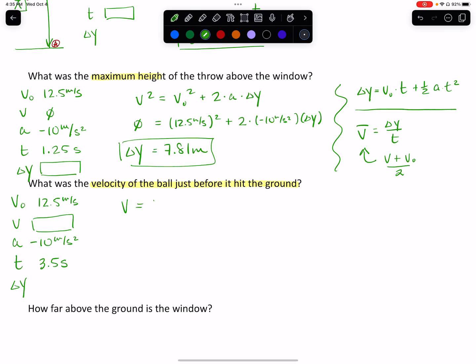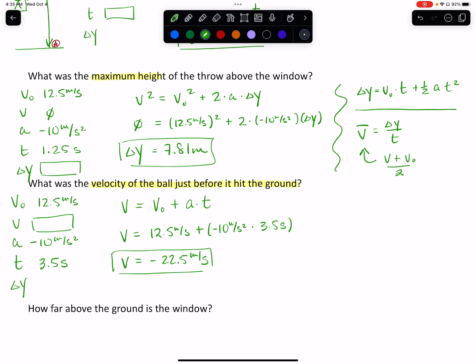My final velocity will be equal to my initial velocity plus acceleration times time. So I plug in 12.5 meters per second for my initial velocity, negative 10 meters per second squared for my acceleration, times 3.5 seconds for my overall time. Plug that into my calculator and I get a value of negative 22.5 meters per second. Now remember, the negative sign here is only telling us that it's moving downward.